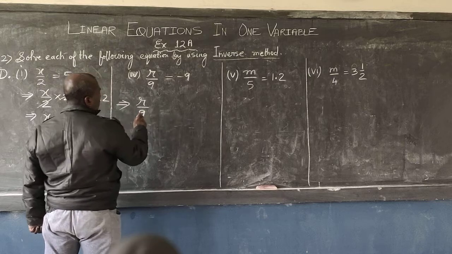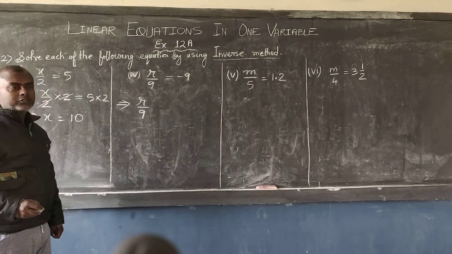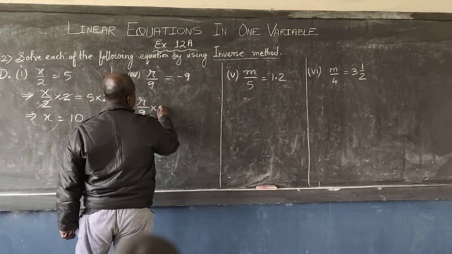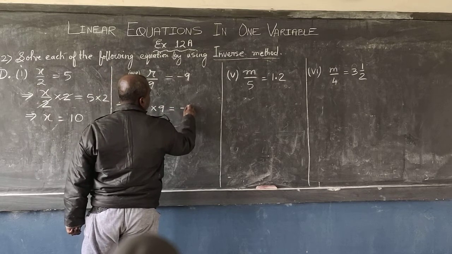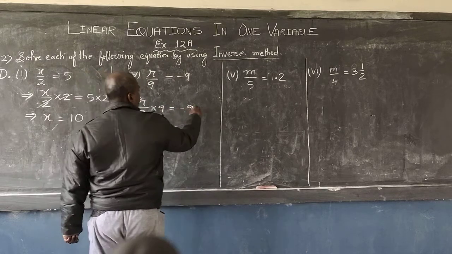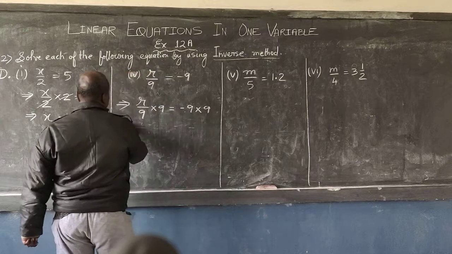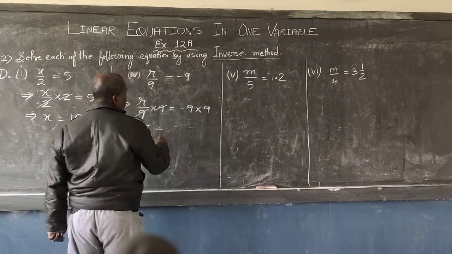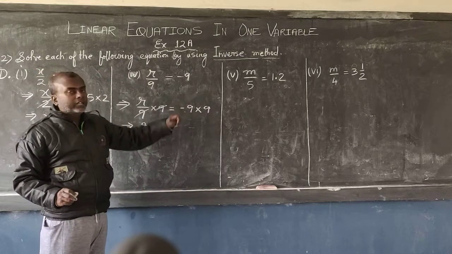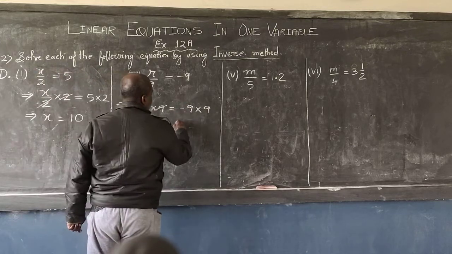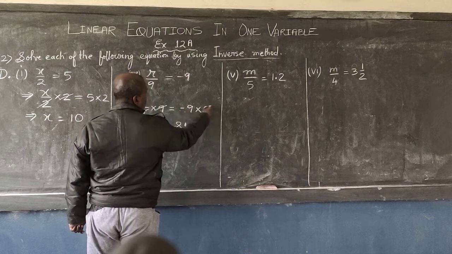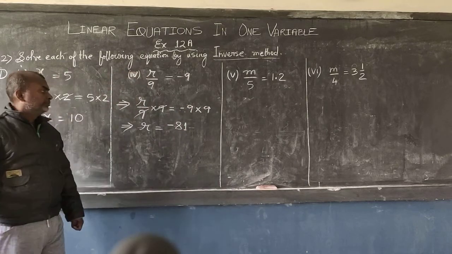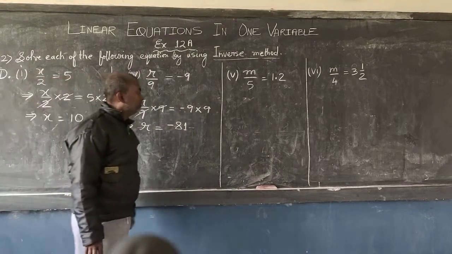Here it is given r divided by 9. So to remove divided by 9 we give multiplied by 9. So this side also, whatever constant number is there, multiplied by 9. So now what will happen? 9 and 9 will cancel each other out. The r will remain. Minus 9 into 9 is 81. Minus into plus is minus. Alright.